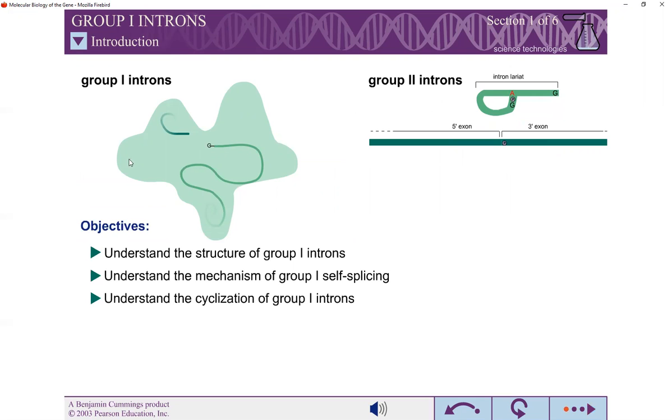We should know the mechanism of cyclization of the group 1 intron, in what manner it takes place, and how the removal of specific intronic sequences occurs in the case of group 2 introns, where the intron is removed with the formation of a lariat-like structure. We have to understand the mechanism of splicing, and the process of cyclization that takes place in the case of group 1 introns.